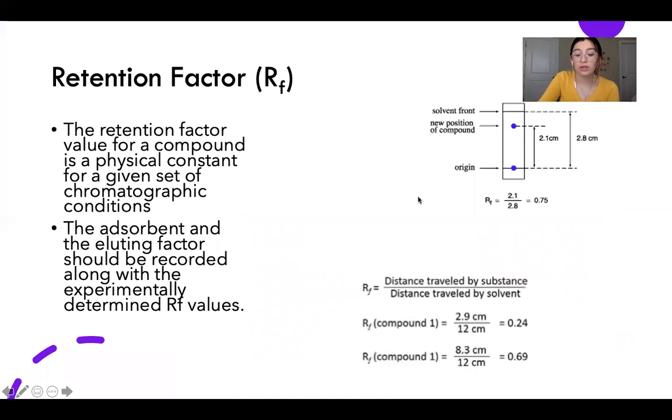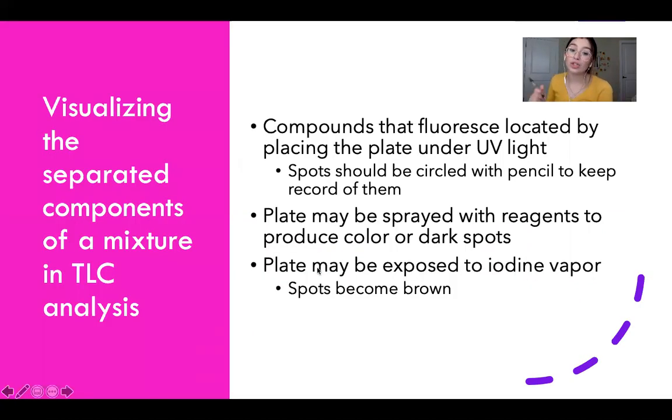A plate may be sprayed with reagents to produce color or dark spots, or it could be exposed to iodine vapor, and the spots may become brown.